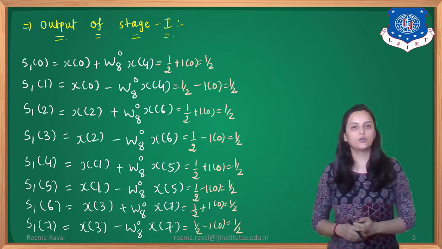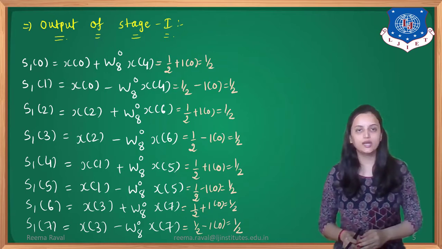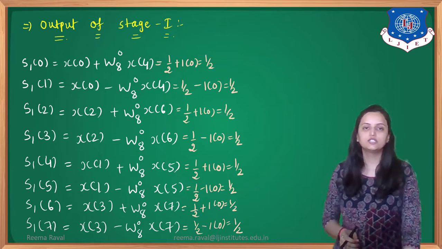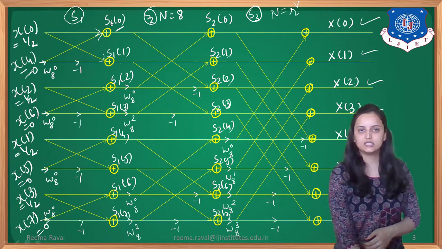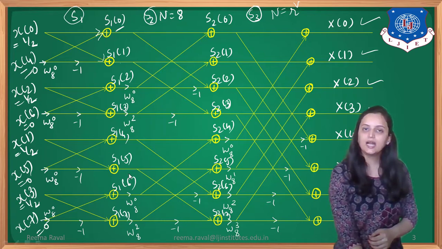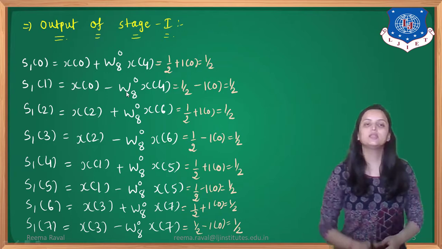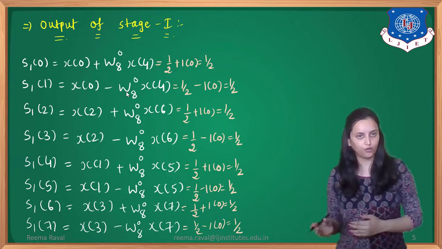Stage 1's equation is S1 of 0 equals x of 0 plus W at 0 into x of 4. So as you can see from this figure, the output of stage 1 has two inputs, one is x of 0 and the second one is W at 0 into x of 4. These two terms are added to get S1 of 0. Likewise, we will calculate all the outputs. Okay? So S1 of 0 is x of 0 plus W at 0 x of 4.